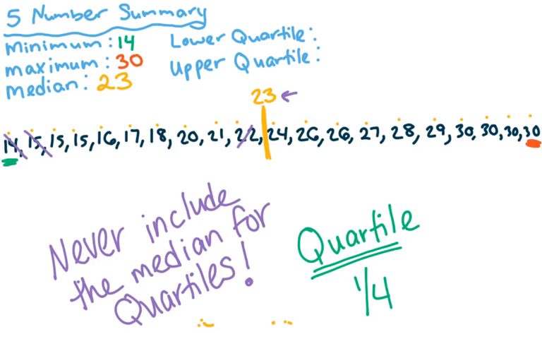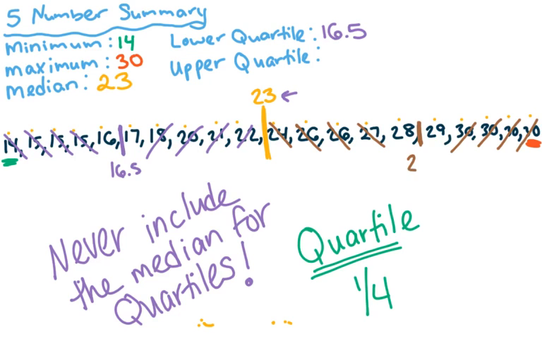1, 2, 3, 4, counting in from each end. My median is in between 16 and 17, which is 16.5. So my lower quartile is 16.5. And then for my upper quartile, low, high, low, high, low, high, low, high. What's perfectly in between 28 and 29? That's 28.5. So my upper quartile, the median of the upper half, is 28.5.